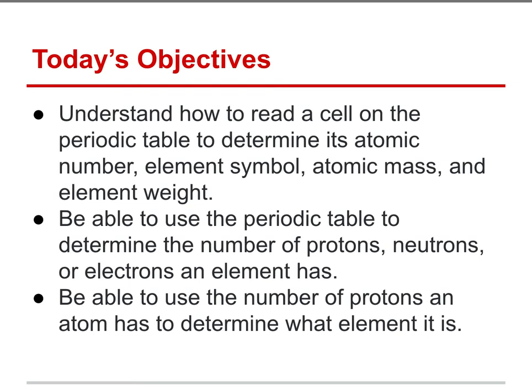The next thing you should be able to do is determine the number of protons, neutrons, or electrons that an element has. So the number of protons is the atomic number. The number of neutrons is the mass rounded to the nearest whole number minus the number of protons. And the number of electrons is just the same as the number of protons so long as we're dealing with a neutral atom. And finally, if you know the number of protons an atom has, that's the atomic number of whatever element it is. So you can say, oh, this has 6 protons, that's element number 6, that's carbon.